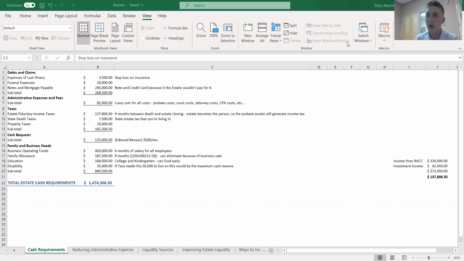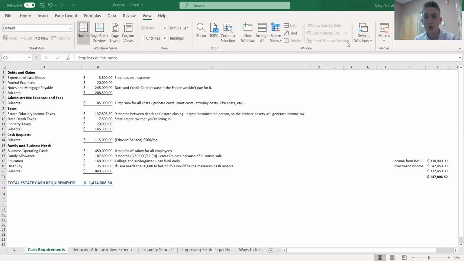So first we have $3,500 for a last illness expense in the event that you would need to take an ambulance somewhere, or say you are in a hospital before death. And this includes the stop loss on your insurance. We also have in this funeral expenses, as well as the payment for your credit card bills and the note that you currently have. This sheet also does take into account taxes.